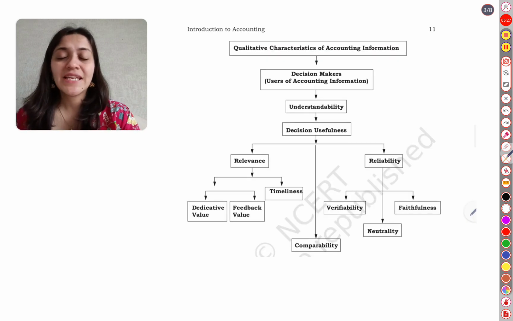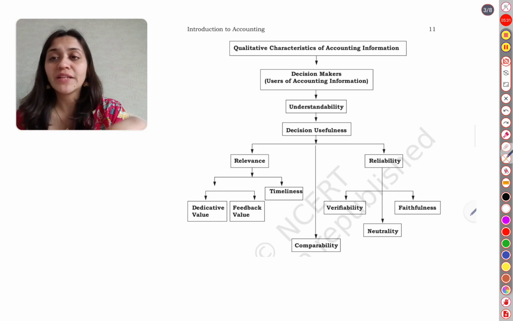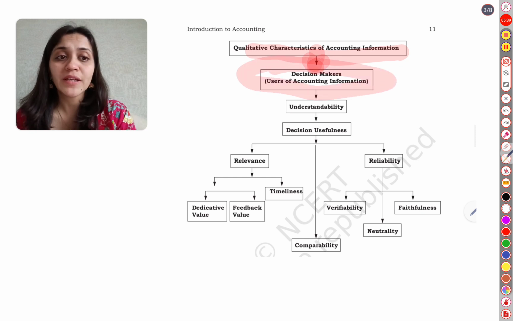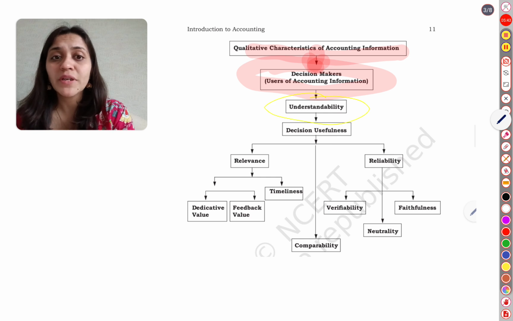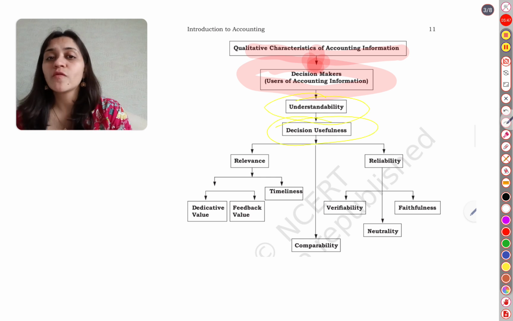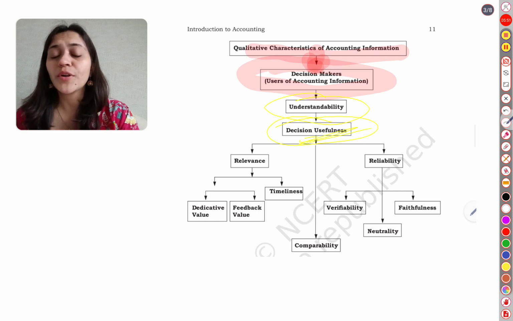So when we see about the qualitative characteristic, here is an example by the flowchart. Qualitative characteristic of accounting system, when it goes down, it plays a very important role in decision making. Then afterwards, if we talk about understandability, it has to be easy to understand. Decision usefulness, whatever decisions we want to take, is a very important point.